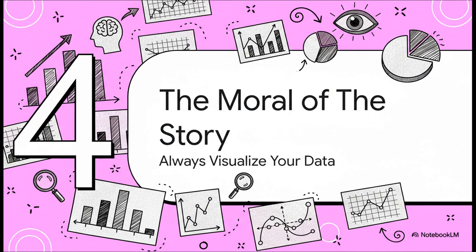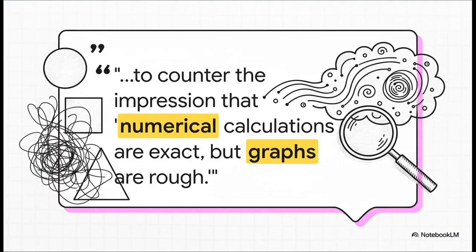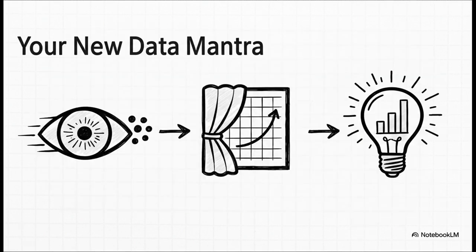Which brings us to the big moral of this whole mystery. It's the fundamental lesson that this quartet of data was designed to teach every single one of us. You see, the guy who made these, Francis Anscombe, he created them back in 1973 for a very specific reason. He wanted to push back against this idea that calculations are pure and exact, while graphs are just sort of rough sketches. He proved so brilliantly that sometimes a graph is the only way to see the real truth that the numbers are hiding.